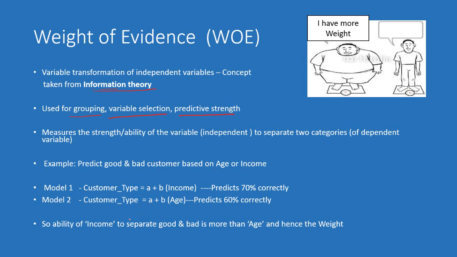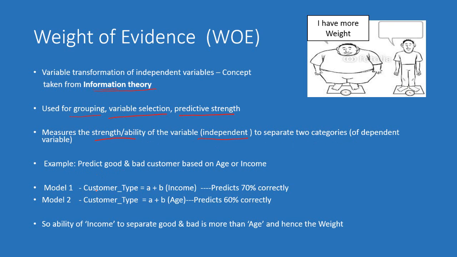The weight of evidence is a measure of the strength or the ability of the variables to separate two categories of the dependent variable. So I'll just repeat: it measures the strength or ability of variables, mostly independent variables, to separate two categories of the dependent variable. It will be more clear if you take an example.